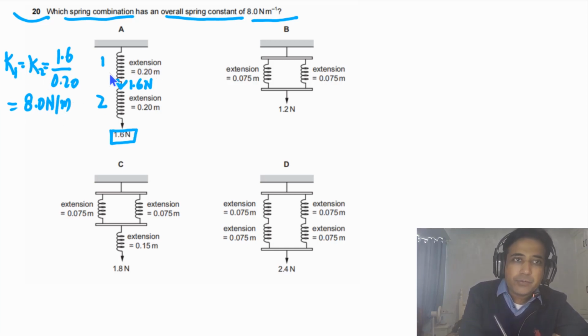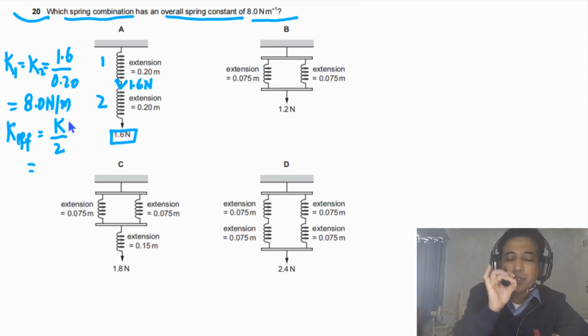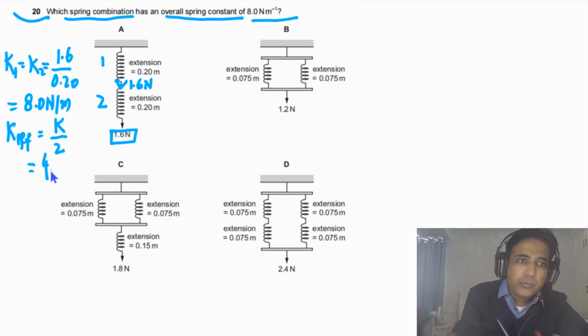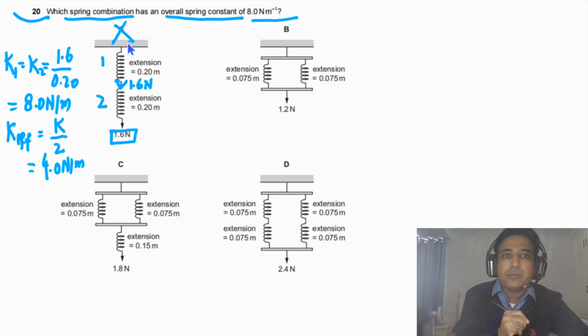So this is the value of K. We have K1 and K2, and these two springs are connected in series. In this case K effective has to be equal to the spring constant of one spring divided by the number of springs. For identical springs you can use this, spring constant divided by number of springs, if the springs are connected in series. So the overall spring constant is equal to 4.0 newtons per meter. So this combination is not possible.